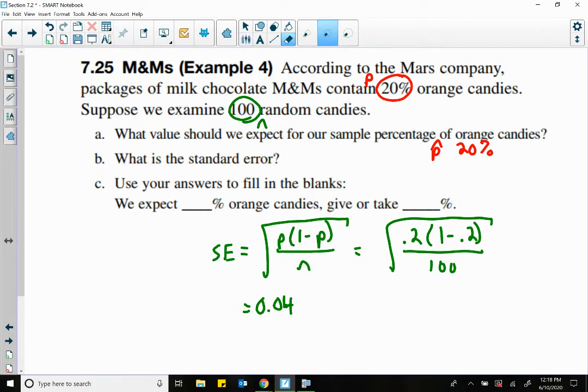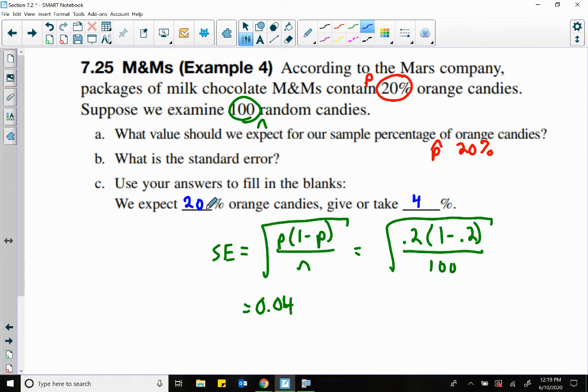And then last but not least, fill in the blanks. We expect, well, hopefully right here, you put 20% orange candies, because that's from part A. Give or take the standard error. So turn this into a percent, and that's 4%.